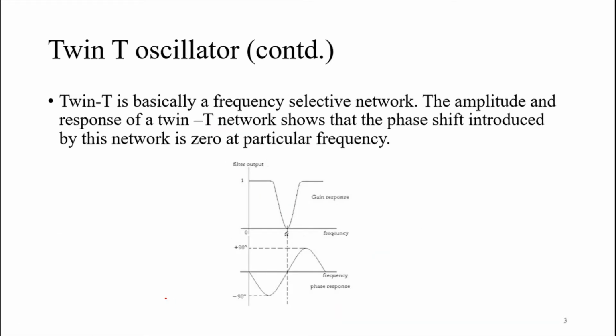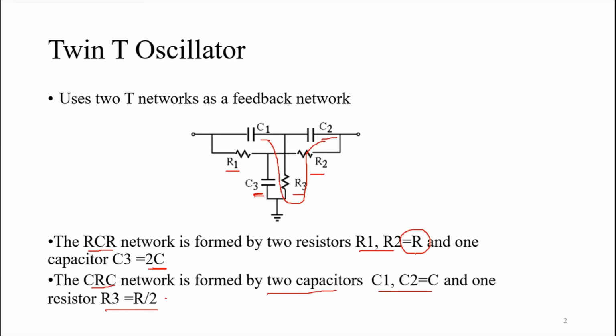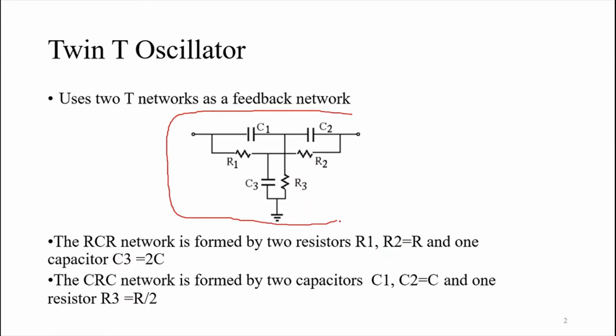The next thing, mainly why we go for this twin T oscillator, is that this twin T feedback network, the one you saw over here, is acting as a notch filter. Notch filter means that it is acting as a band stop filter. So this is the response of a notch filter or band stop filter.